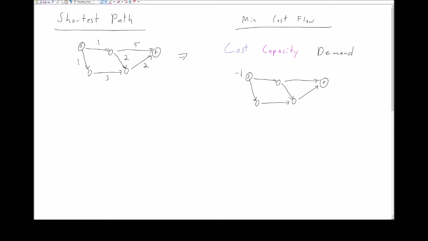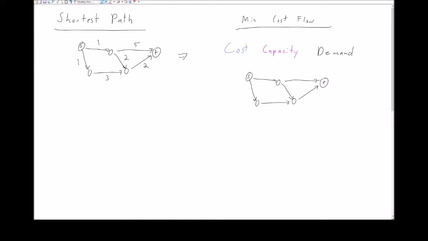In essence, what we're going to do is reduce the shortest path problem to a min cost flow problem. That is, we're going to encode the shortest path problem as a min cost flow problem and then solve that min cost flow problem. In order to encode this problem, we need to find costs, capacities, and demands on this network so that the min cost flow in this network maps to a shortest path in our original problem.